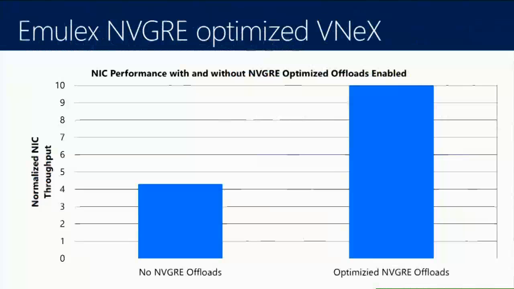So the partners we worked with were Emulex. Emulex basically found that without NVGRE offloads, on a 10 gig NIC, they were seeing about 4 gig throughput. And when they enabled it with their NIC in place, they were able to hit close to line rate.